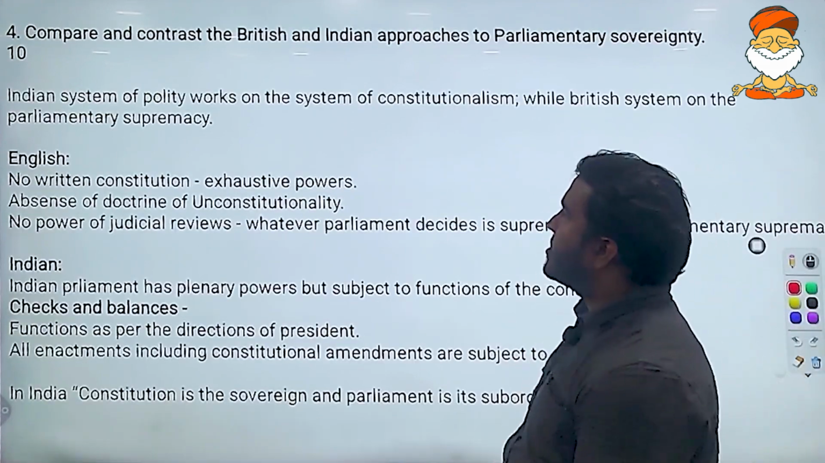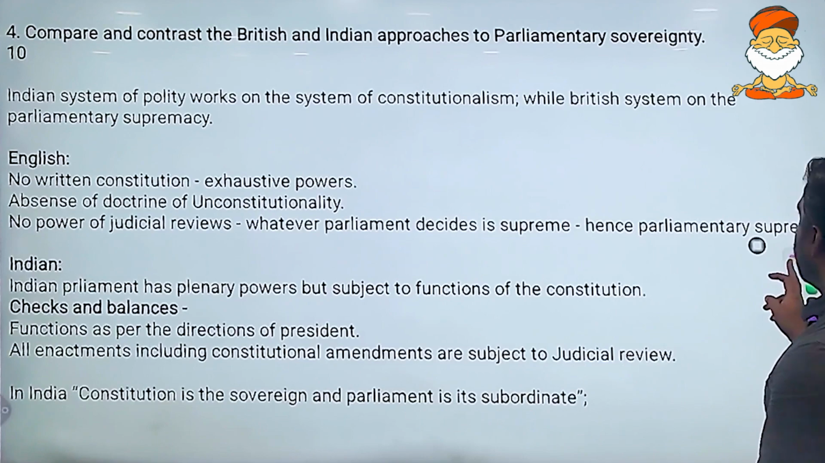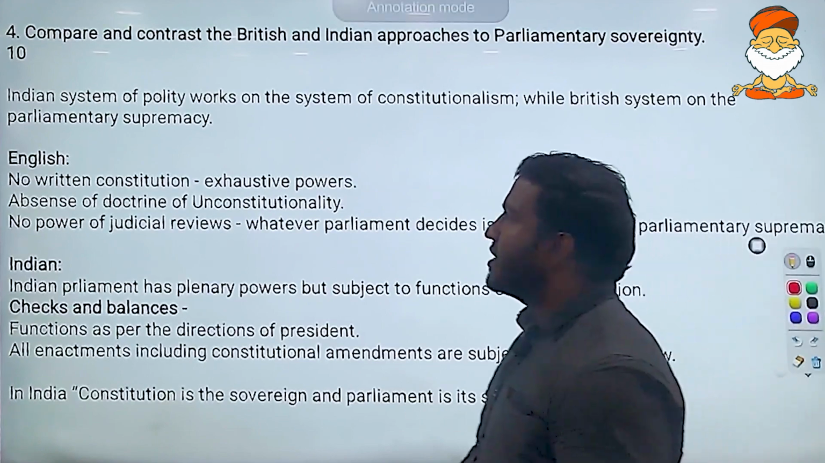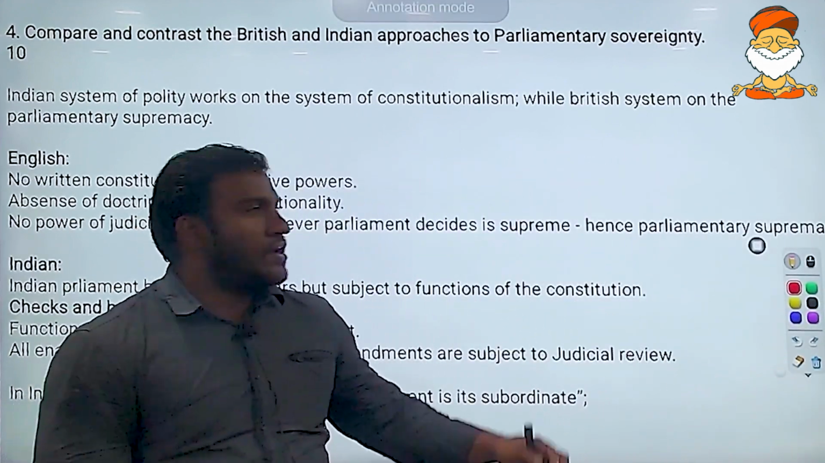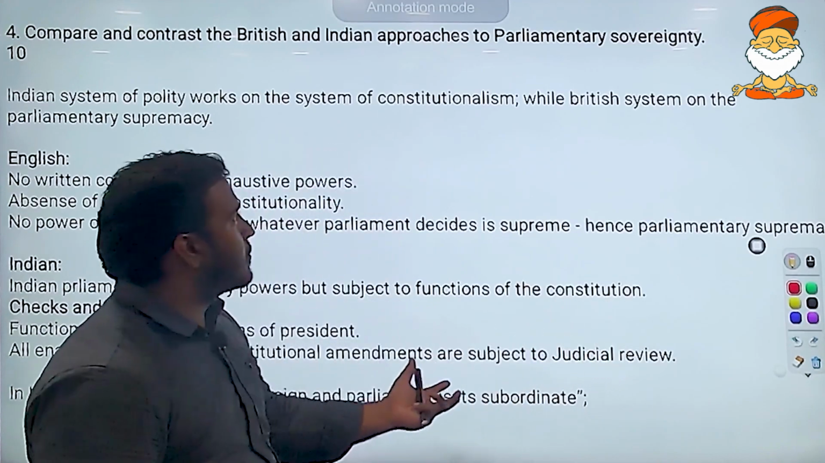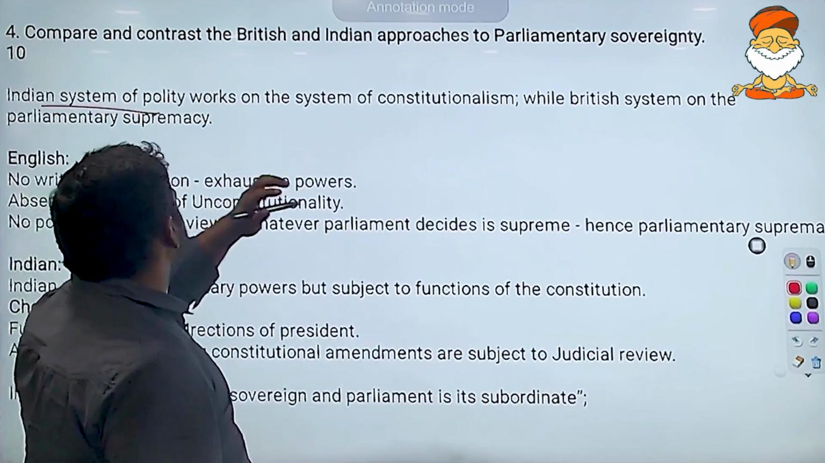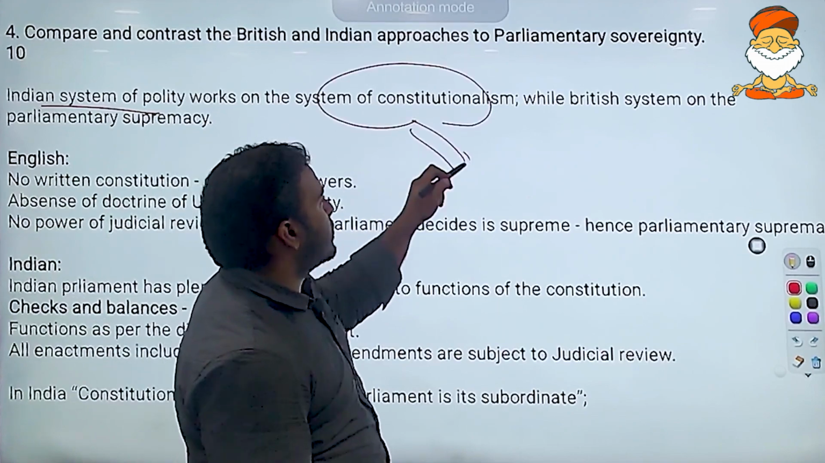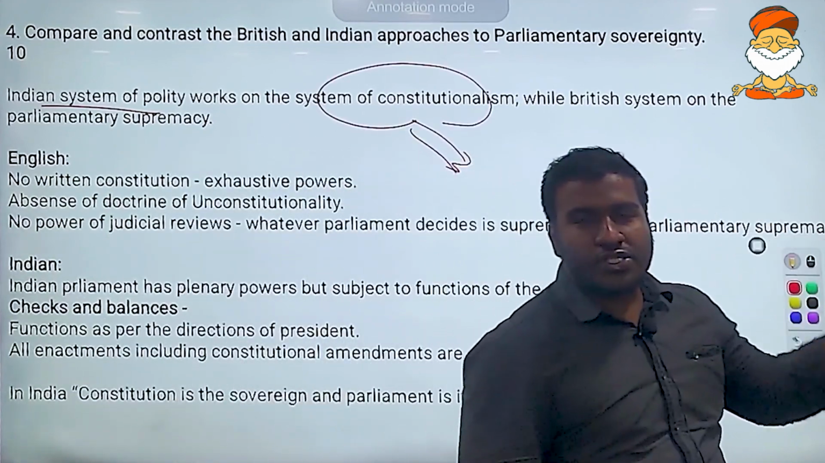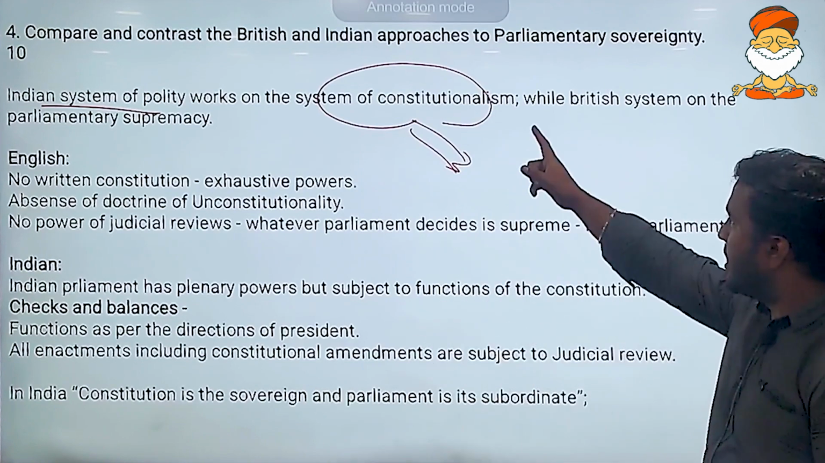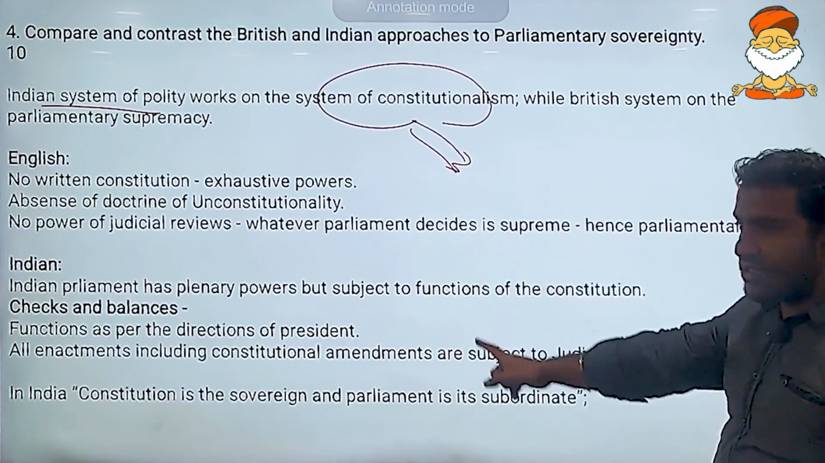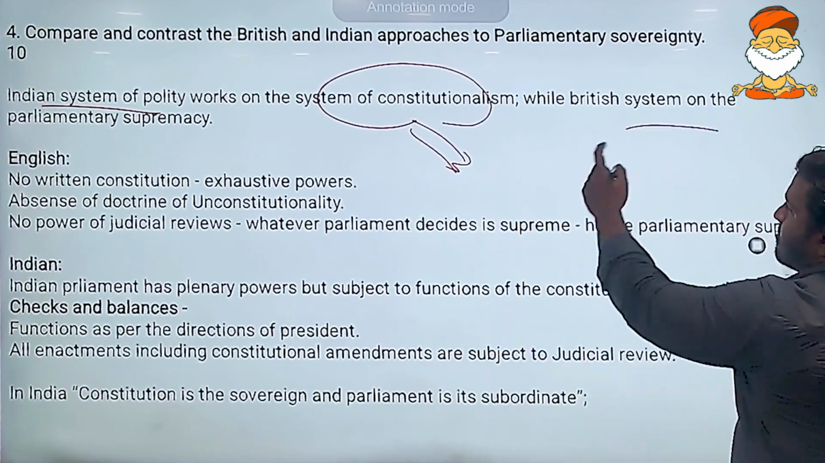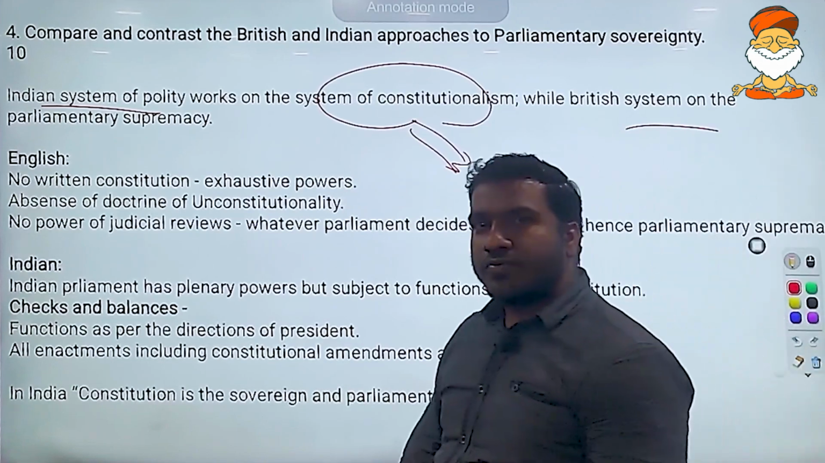Compare and contrast the British and Indian approaches to parliamentary sovereignty. Friends, a very easy question. Apart from the comparison between the constitutions, introduction: the Indian system of polity works on constitutionalism. This word has come in the prelims also. Constitutionalism is the constitution giving you powers and limitations. Then the British system works on parliamentary supremacy.